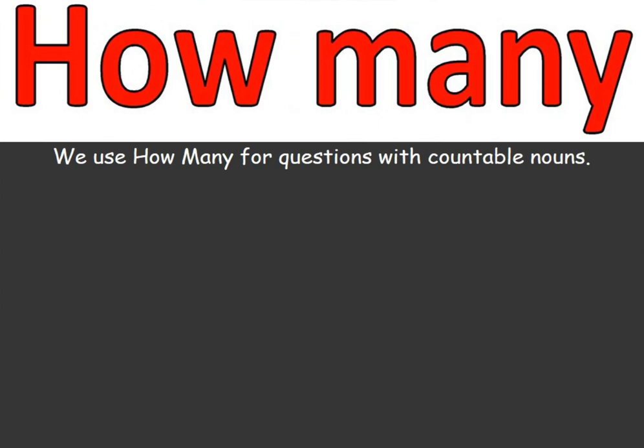For example, how many? We use how many for a question with countable nouns. What is the meaning of countable nouns? Countable nouns mean the noun that we can count. For example, I can count the pens. The pen that we write with, I can count it. I can say 1 pen, 2 pens, 3 pens, and so on. This is the countable nouns.